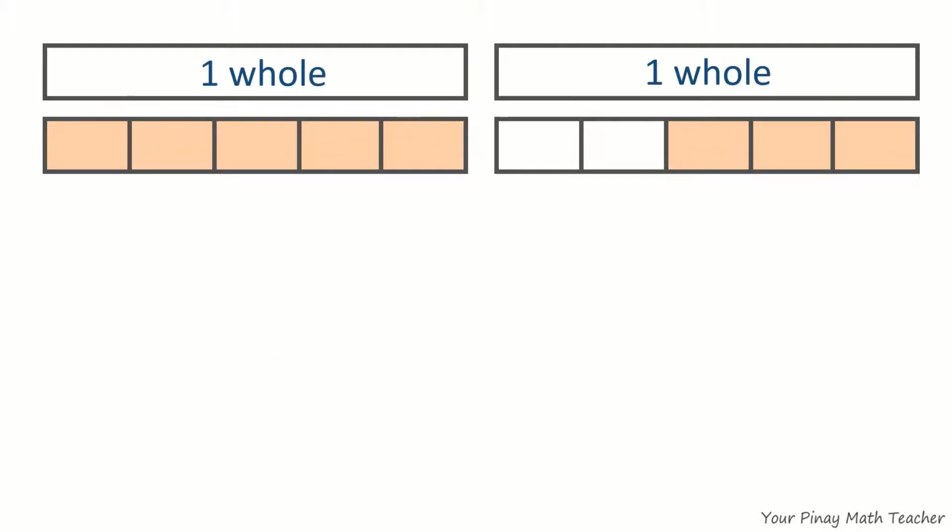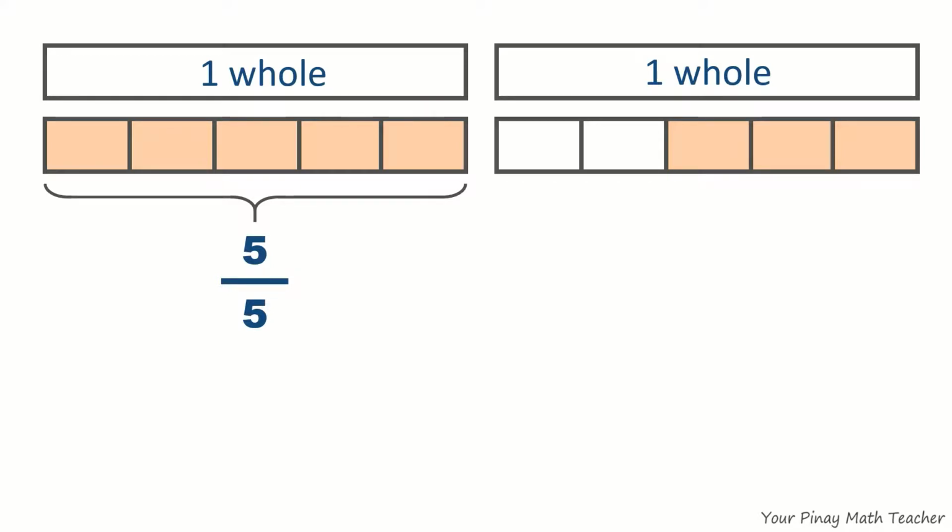What fraction of the whole figure is shaded? The first whole rectangle is divided into 5 equal parts. Out of 5, 5 are shaded. So the fraction for the shaded part is 5 out of 5, or 5/5.